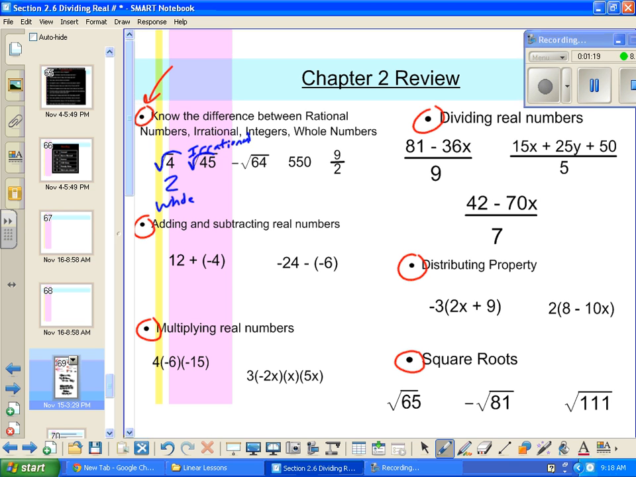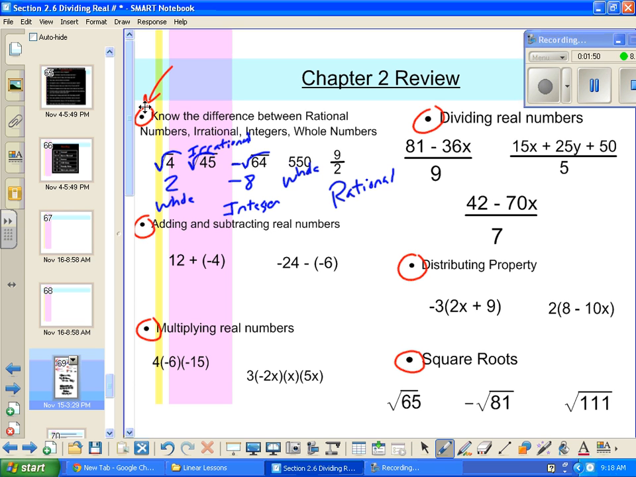It's negative square root of 64. Well, square root of 64 is 8, so this is just negative 8 really. Negative 8 is an integer. Tomorrow on the quiz they should be able to tell me things like this for certain numbers. 550 is just a big whole number. Again, no decimal, positive number. And 9 over 2 is a fraction, so that's a rational number. So they should be able to do things like that. Tell me the best name for each of those types of numbers that we have on the board.